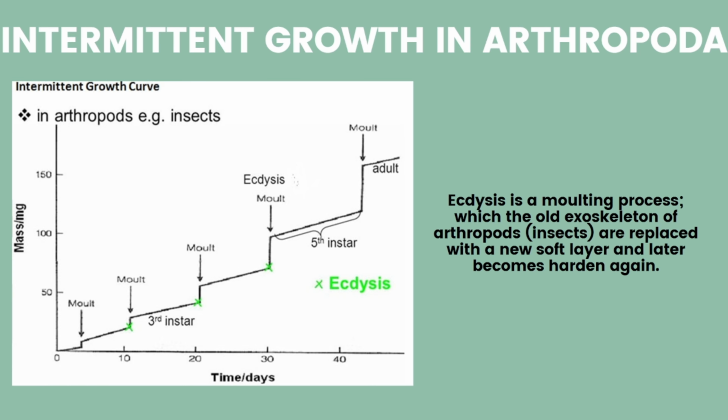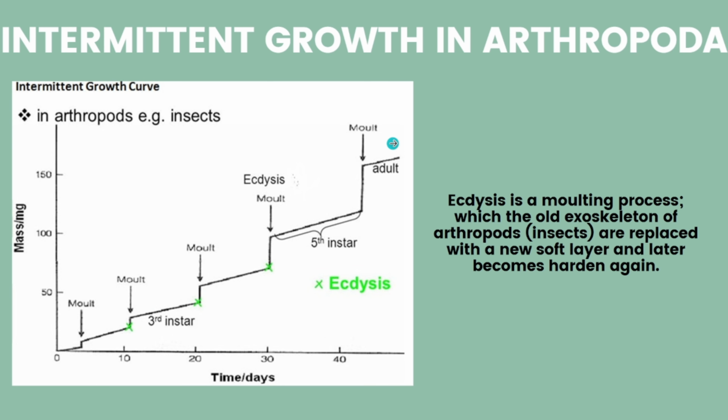Also seafood, like lobster, and another one is spider. Spider is also one type of arthropoda. So in general, I just want to tell you that intermittent growth happens where the organism conducts a molting process, ecdysis, in which the old exoskeleton is replaced with a new exoskeleton.